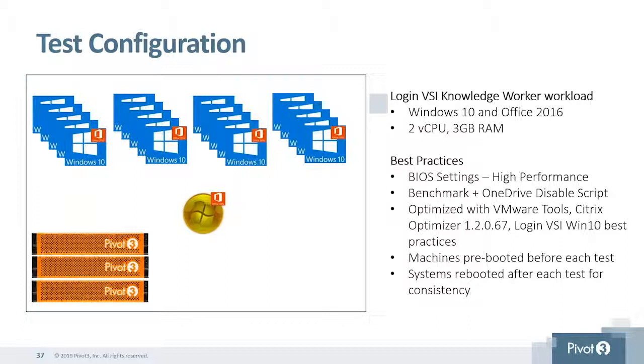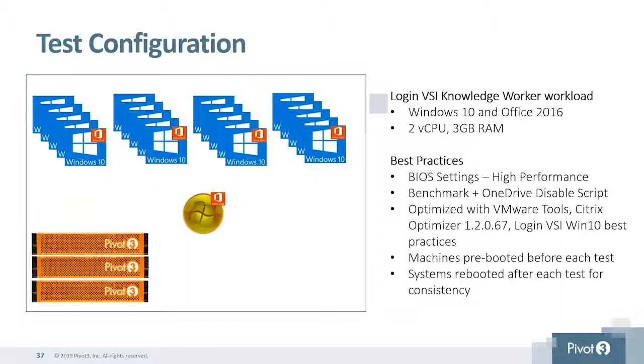The Citrix optimizer 12067 was the one that we used in this testing. And then the Login VSI Windows 10 best practices were followed. We had a great opportunity to work very closely with the folks at Login VSI to do all the work to deliver the results that we achieved on the 3-node system here.